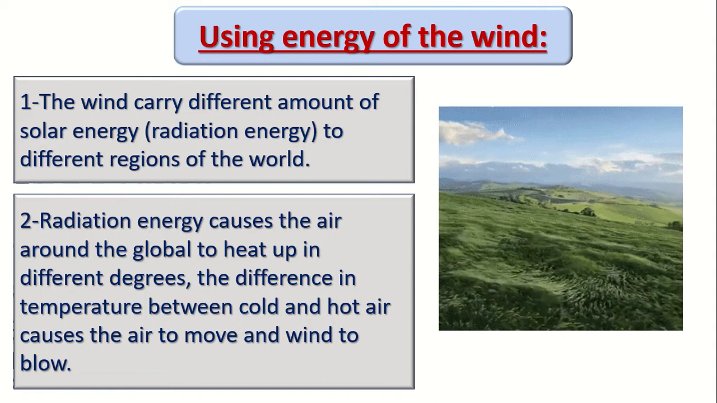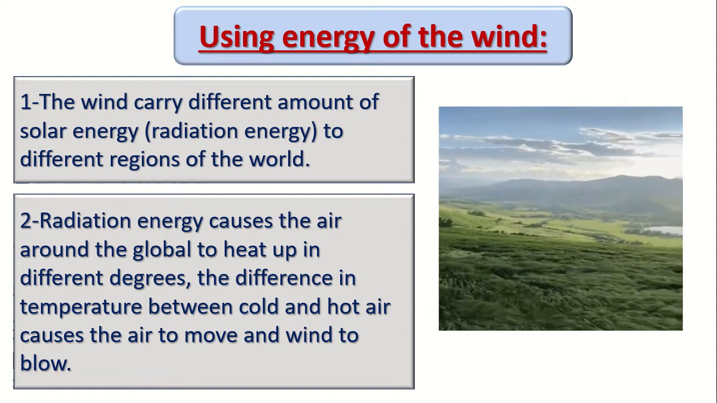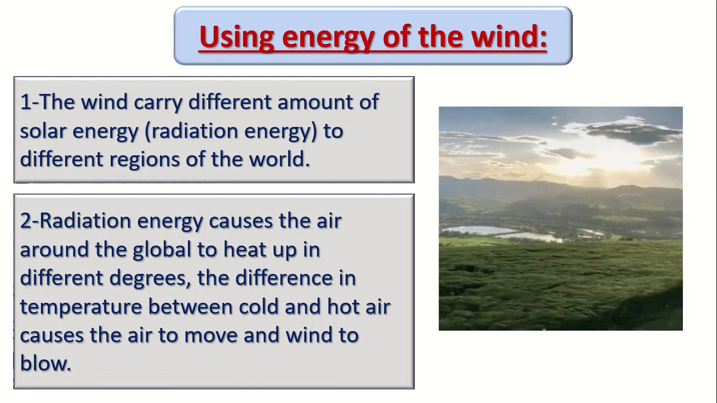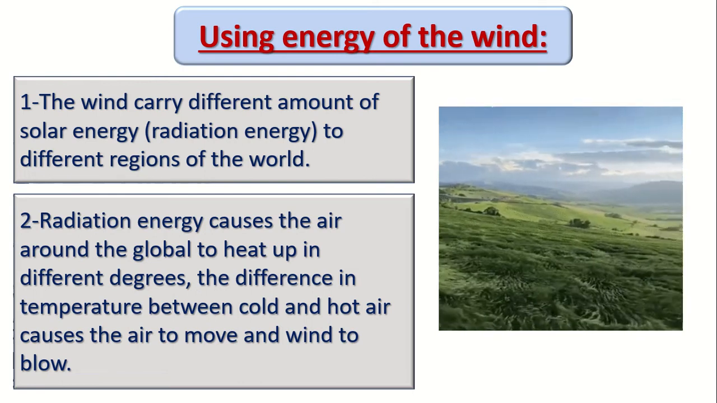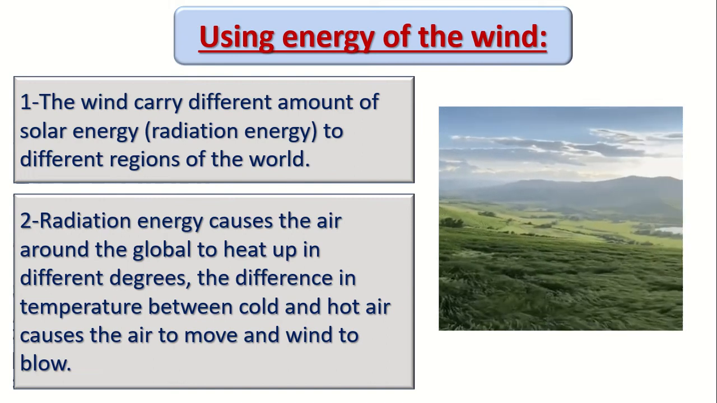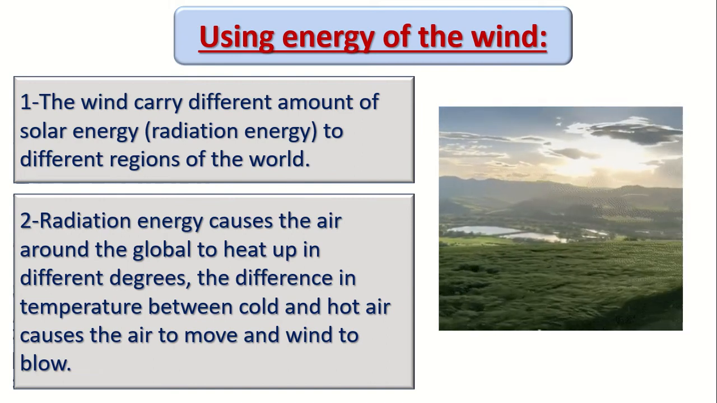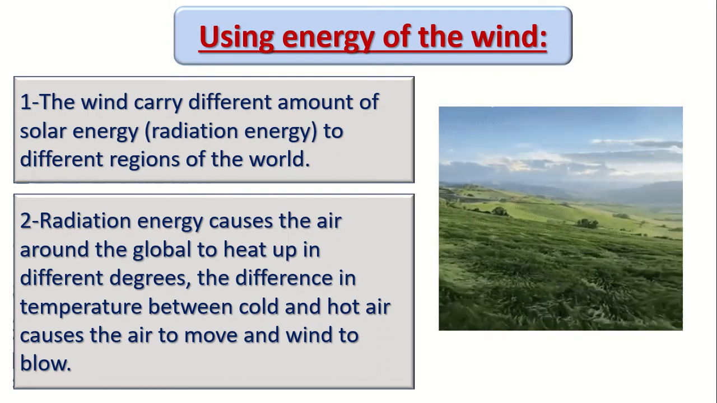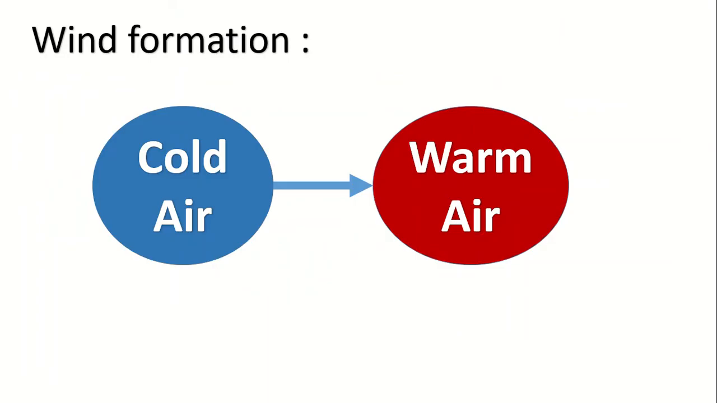So the wind will carry a different amount of the solar energy to different places in the world. After that, the radiation energy will cause what in this place? Heat, right? It has thermal energy. So the radiation energy will change into thermal energy or heat energy. Do all places have the same temperature of heat, or different temperatures? Different temperature. Excellent.